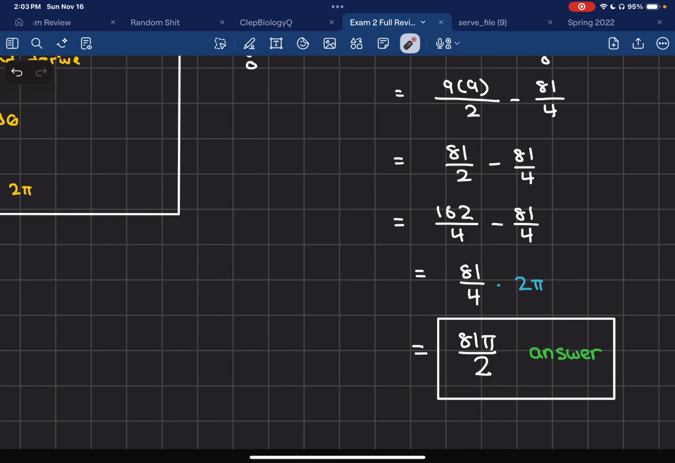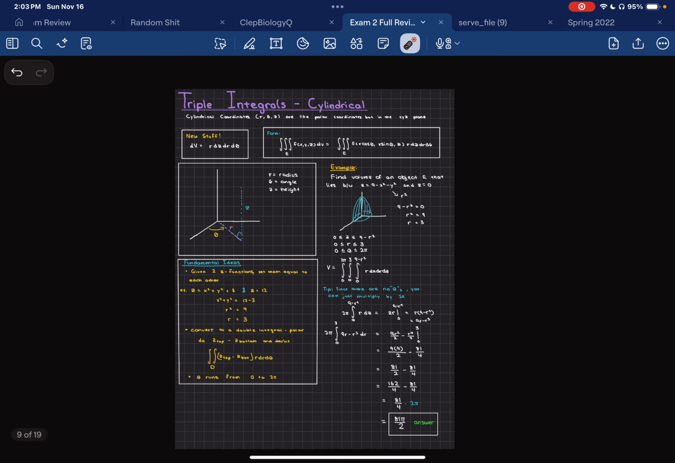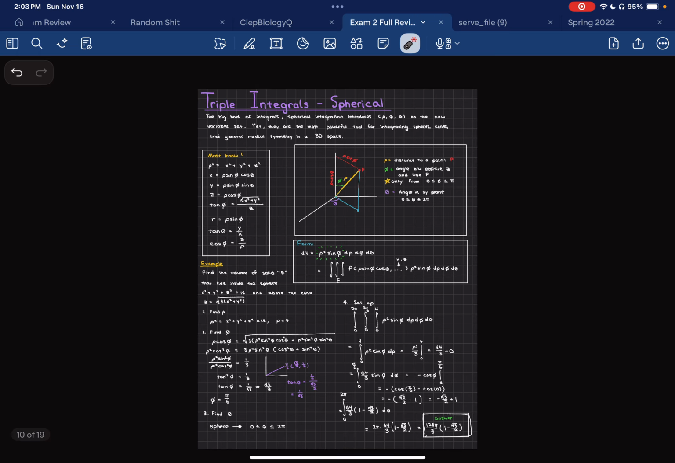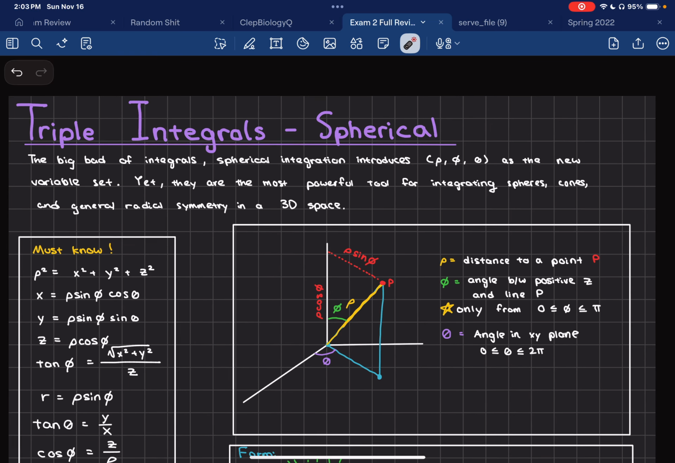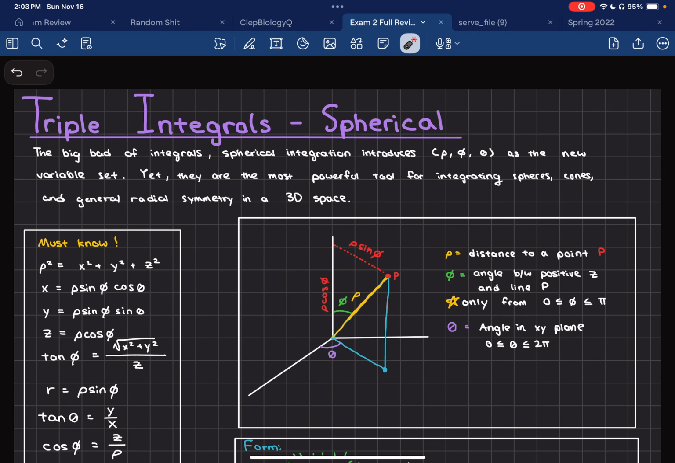Okay, so spherical triple integrals. So this is what we like to call the big bad of triple integrals, because it's very scary. These are for spheres, these are for cones, in this case, but they are very scary, and there is a lot of memorization, but they're the most powerful tool for integrating spheres, cones, and just general radial symmetry.